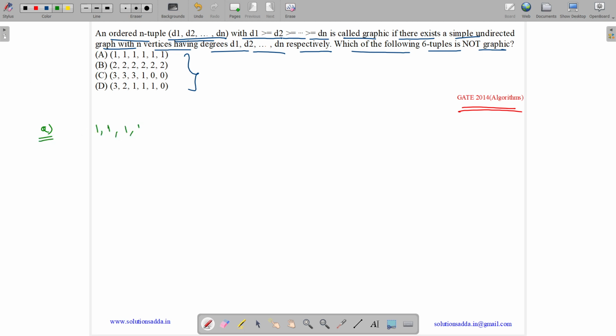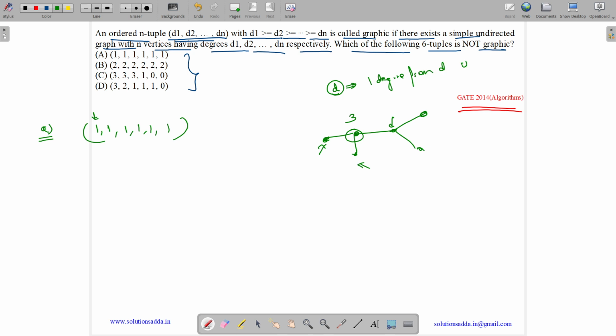See, 1, 1, 1, 1, 1, 1. We have sorted it. Now we will remove one vertex. This vertex is of degree 1. If we remove it, then one of the vertices should also be reduced. If we have a vertex like this, connected to this, and more vertices like this, and this vertex has degree 3 and we are removing it, then these vertices' degrees should also be reduced by 1. So if we are removing a vertex with degree d, then we must reduce 1 degree from d other vertices. And in this step, if we encounter any negative degree, then that graph is not possible.